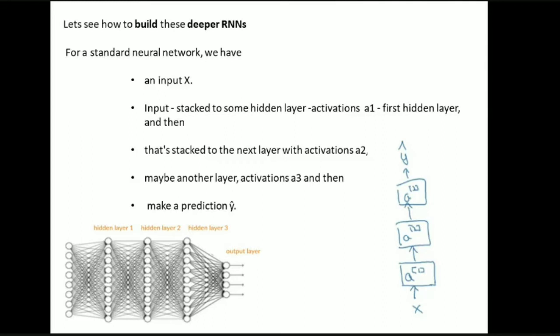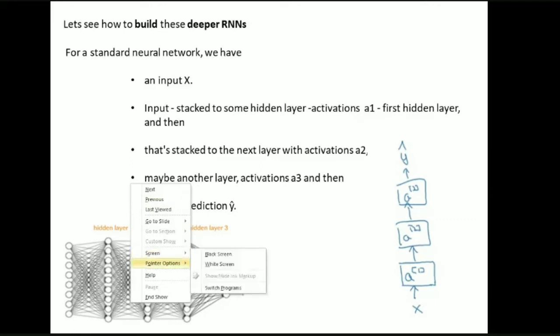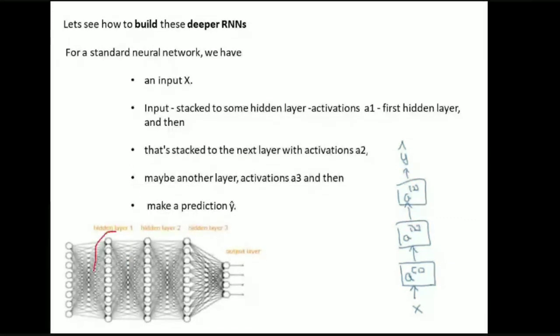If you remember, for a standard neural network, what do we have? We have an input X. That input X we send through the input layer, and we have some hidden layers here. If you observe, these are the hidden layers. This is hidden layer 1, this is hidden layer 2, and this is hidden layer 3. Now we send the input X from the input layer to all the neurons in the hidden layers.